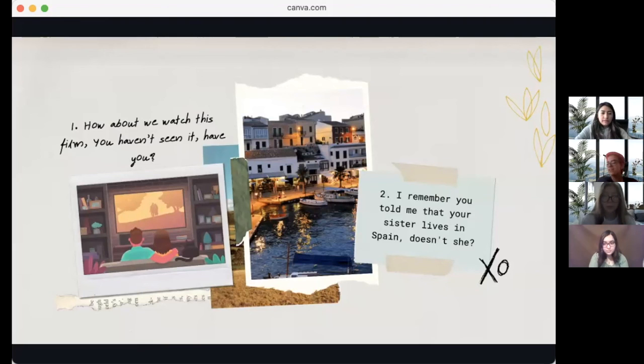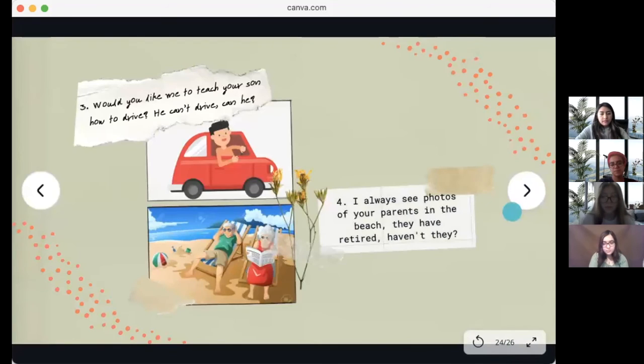Okay, that is correct. And the third one, please, Samantha, could you read it? Sure. It says, would you like me to teach your son how to drive? He can drive, can he? Yes, that's right. And can you tell me what's the purpose of using the question tag here? I think it is to confirm that he doesn't know how to drive. Yes, that's true.